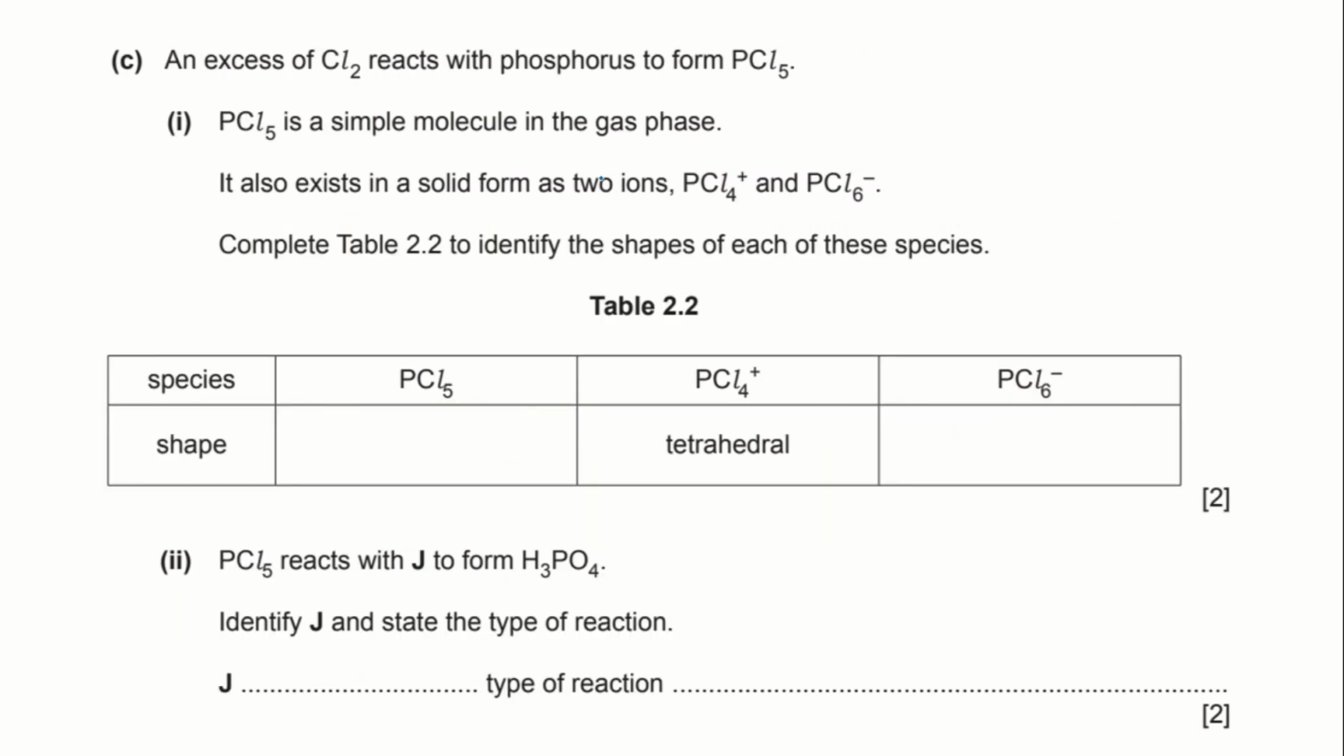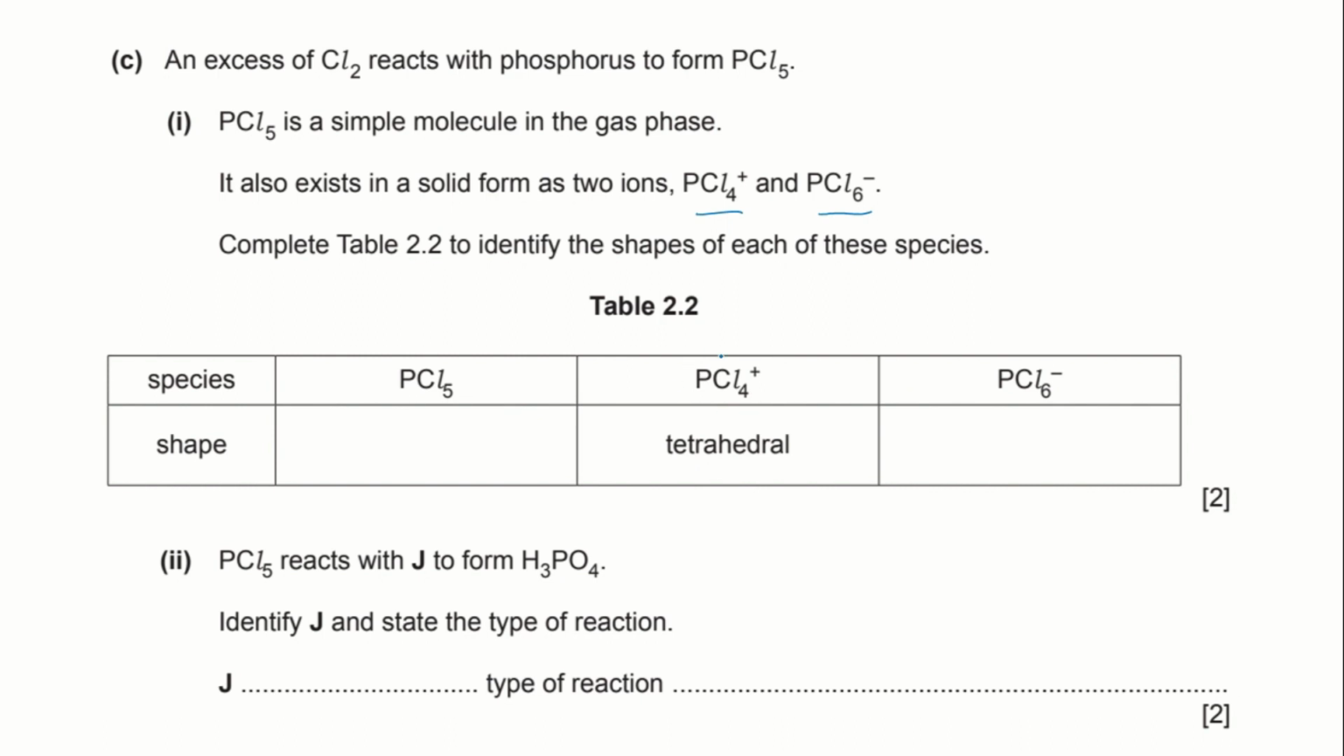Part C, chlorine will also react with phosphorus to form phosphorus chloride, PCl5. It is a simple molecule. It also exists in another two forms, PCl4+ ion, positive ion, and PCl6- ion. It starts from PCl4+, here given to us the shape is tetrahedral. So we are supposed to identify the shape for PCl5 and PCl6-.